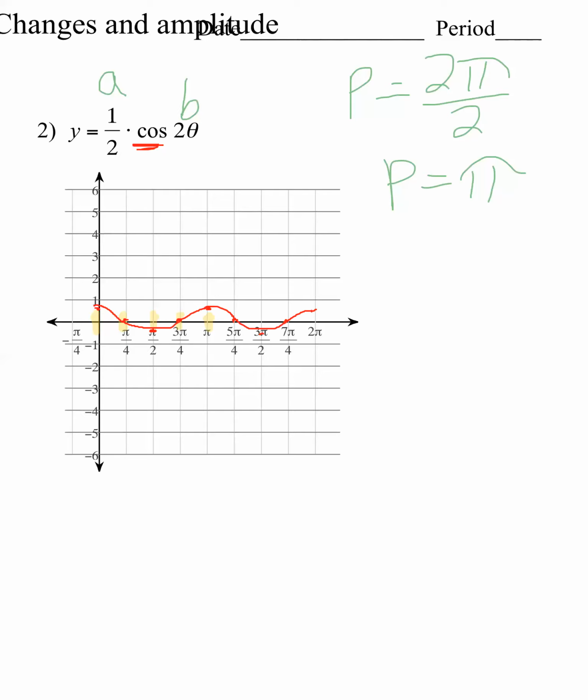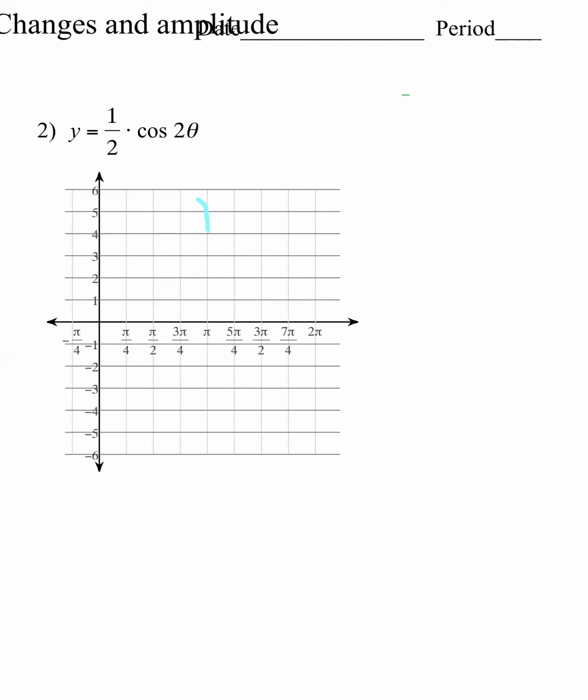Okay, but this one's only ever going to oscillate between +1/2 and -1/2, right? Because that's my amplitude. So we're just bouncing back and forth in that one little window. Okay, maybe one more together, and then I'll let you try them. So this one, I believe, again, has the answers at the end. So feel free to check your work as you're going.